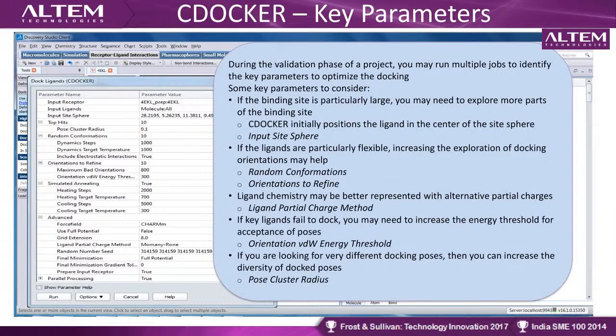Those ligand molecules, based on their chemistry, maybe they can have partial charges. So on the basis of those partial charges, we have the ligand partial charge method as well in the parameters of CDocker. If I am looking for a particular docking of a ligand with respect to my protein structure and it is going to fail, then I need to increase or decrease those energy threshold values. So we have the orientation van der Waals energy thresholds to go ahead and do a hit and trial with respect to these threshold values. Of course, we have some pose cluster radius, which I can increase as well if I'm looking for different poses.